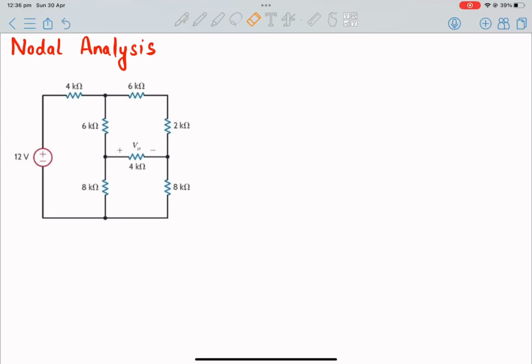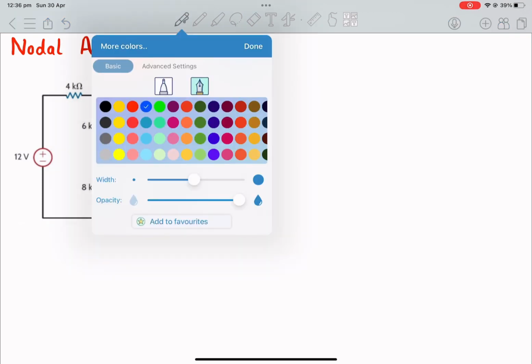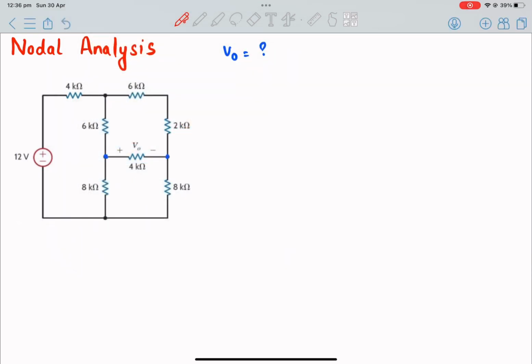Hey everyone, so today I'm going to solve this circuit using nodal analysis. In this circuit, we have to find V0, which is the voltage across this point and this point, which we supposedly call a node. So, first step is to consider this one as a ground node. And let's consider these three nodes, V1, V2 and V3.